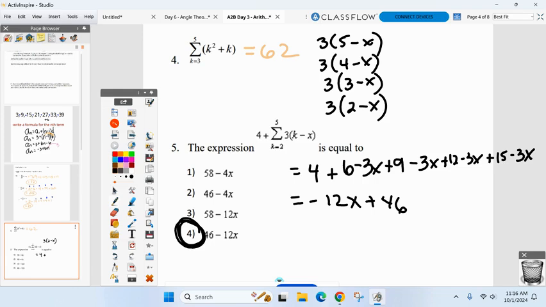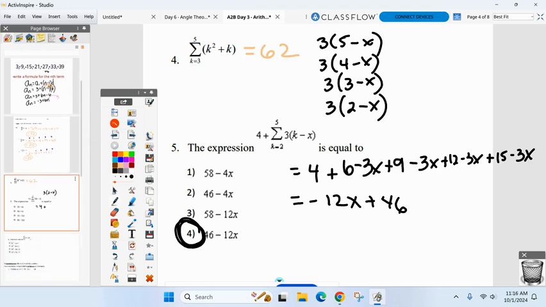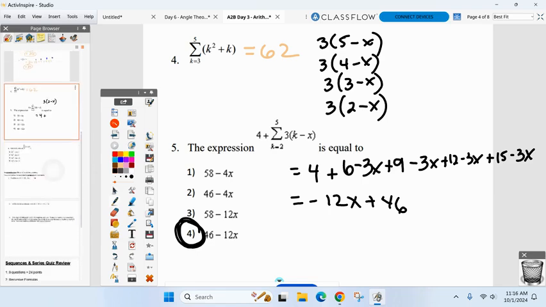Multiple variables, you cannot use your calculator. Everything else, if it's got a single variable, go right ahead. All right, we're good. Can I go back? Yeah, please do.